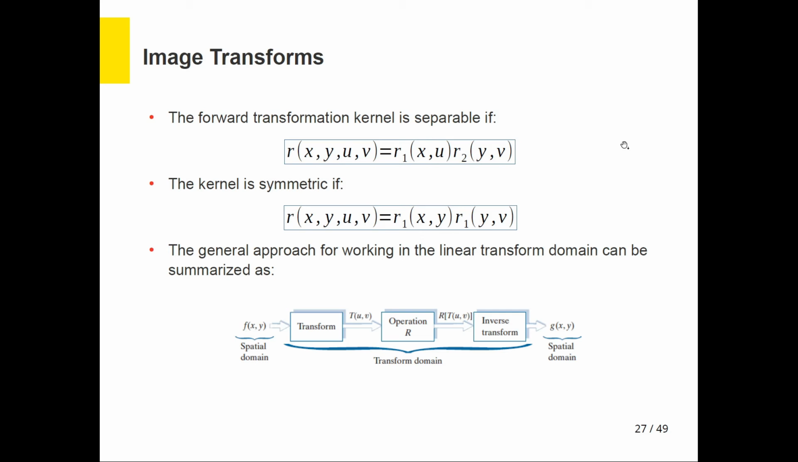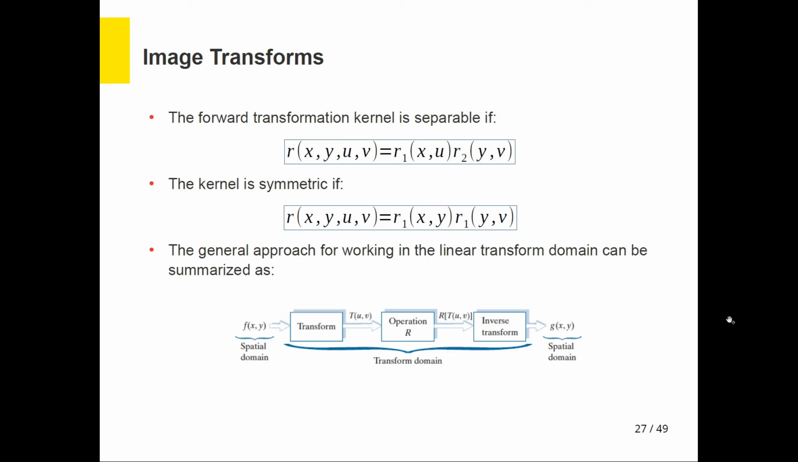The general approach for working in the linear transform domain can be summarized as follows. We have our input image in the spatial domain, and we have our output image also in the spatial domain. But in the meanwhile, we apply the transformation, we do the operation in the transform domain, and then we do the inverse transform to get back to the spatial domain.